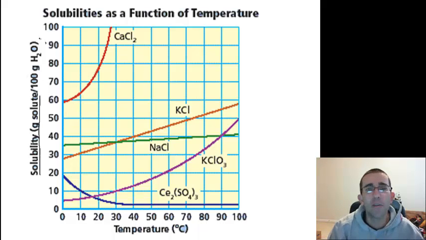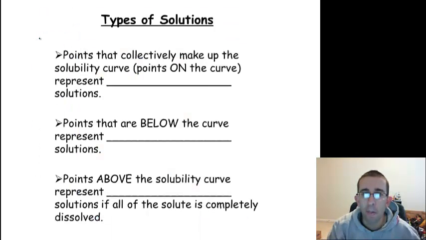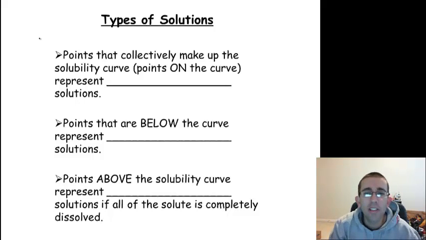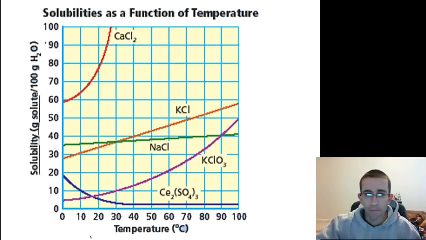Alright, we're going to come back and forth and use this. I'm going to show you how to use this so you can do your worksheet. Alright, so using a solubility curve, points on the curve represent what type of solution? Right. So we're just going to look at this curve here, calcium chloride.